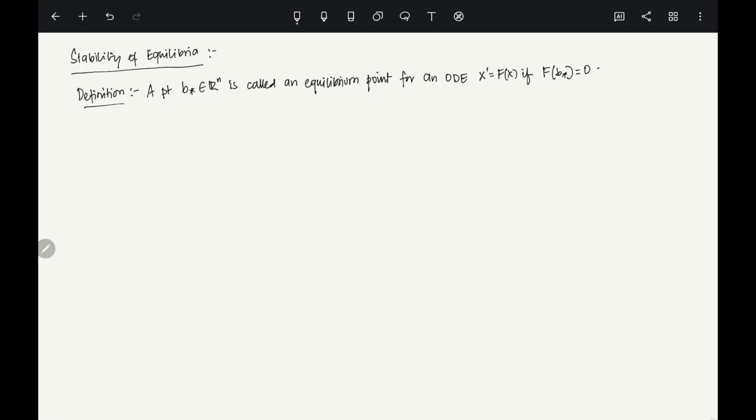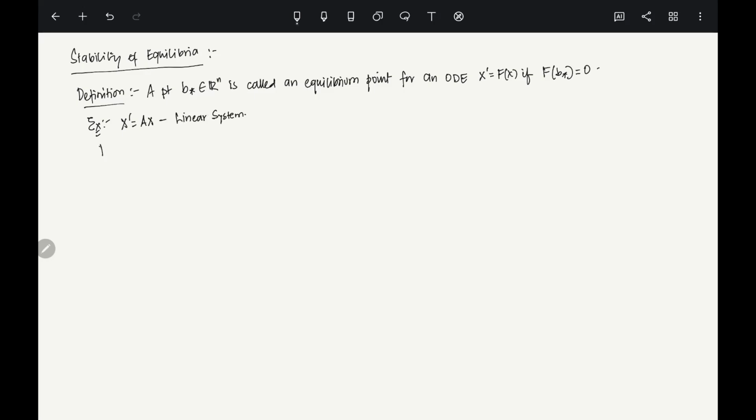So essentially what is happening is this. If f of B star is 0 at that point, then x prime at that point is basically 0. That's what it is saying, right? And at that particular point, we will call it an equilibrium point for this system. So let's look at an example. Let's say x prime equals Ax. This is a linear system, constant coefficient, of course.